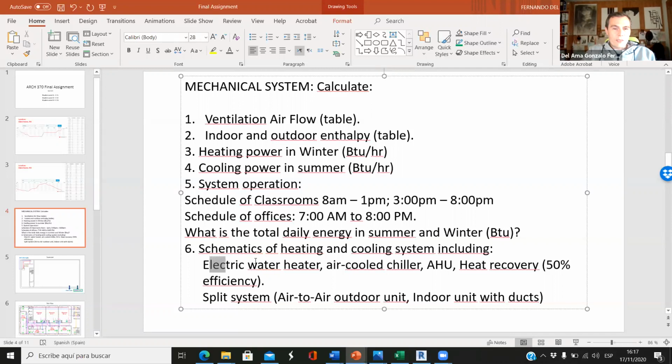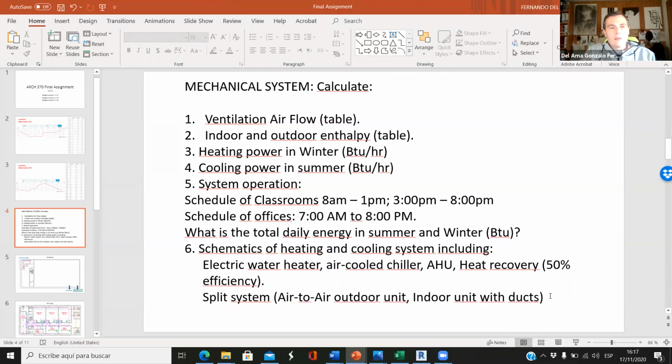So we have electric water heaters. We have an air-cooled chiller. It's not water-cooled, so we don't need a cooling tower. The air handling unit has a heat recovery, and the efficiency of the heat recovery is 50%. And then finally, we have a split system. The split system is made of air-to-air outdoor units and indoor units with ducts. Okay, I will explain this today.